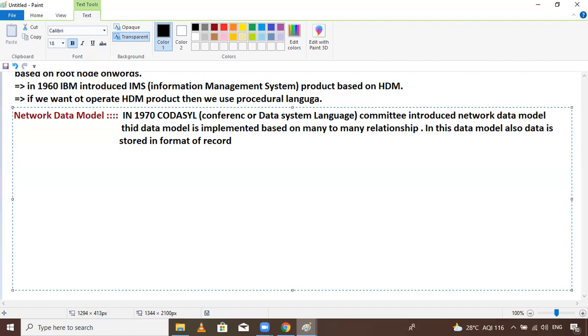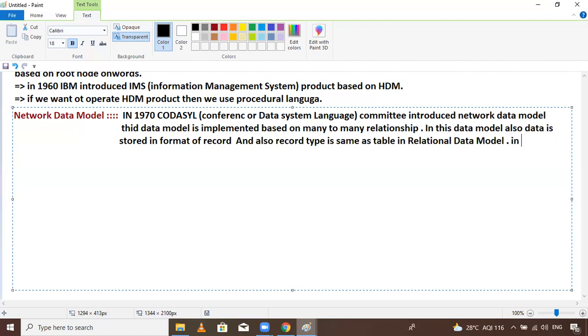Put more concentration here, this is the important point. In the network data model also, records are inserted in the format of records, and record type is the same as a table in the relational data model.